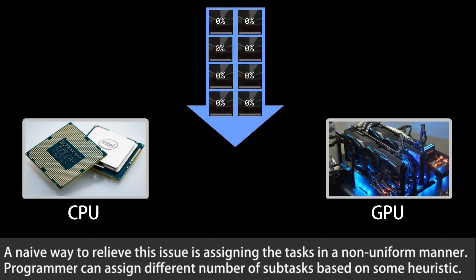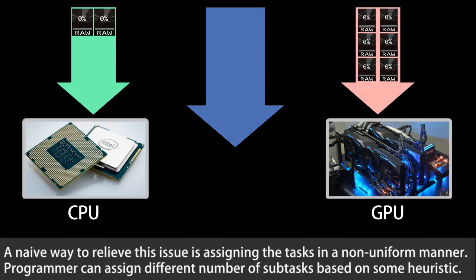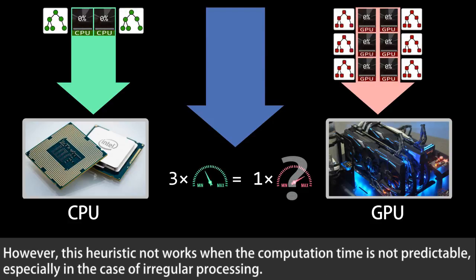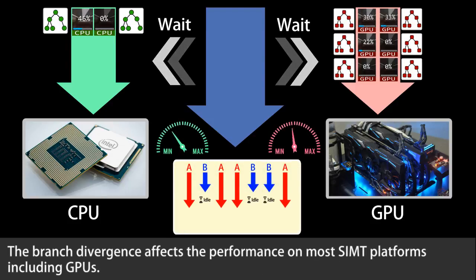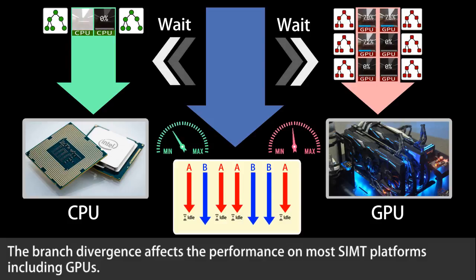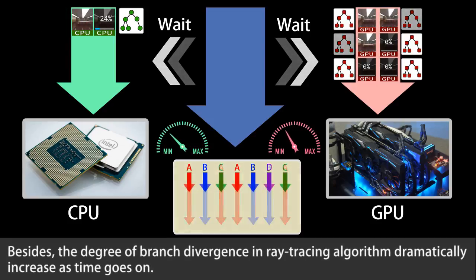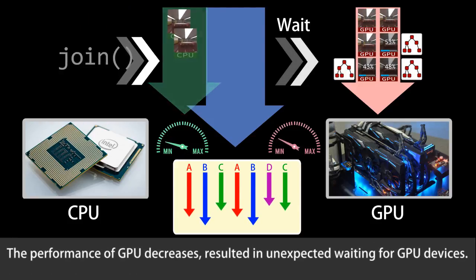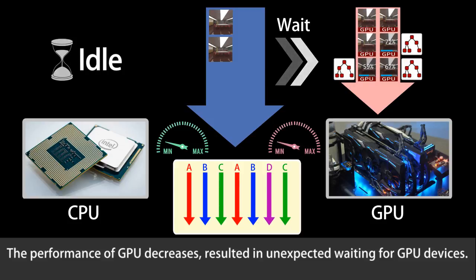A naive way to relieve this issue is assigning the tasks in a non-uniform manner. Programmers can assign a different number of subtasks based on some heuristic. However, this heuristic does not work when the computation time is not predictable, especially in the case of irregular processing. The branch divergence affects the performance on most MT platforms including GPUs. Besides, the degree of branch divergence in ray tracing algorithms dramatically increases as time goes on. The performance of GPUs decreases, resulting in unexpected waiting for GPU devices.